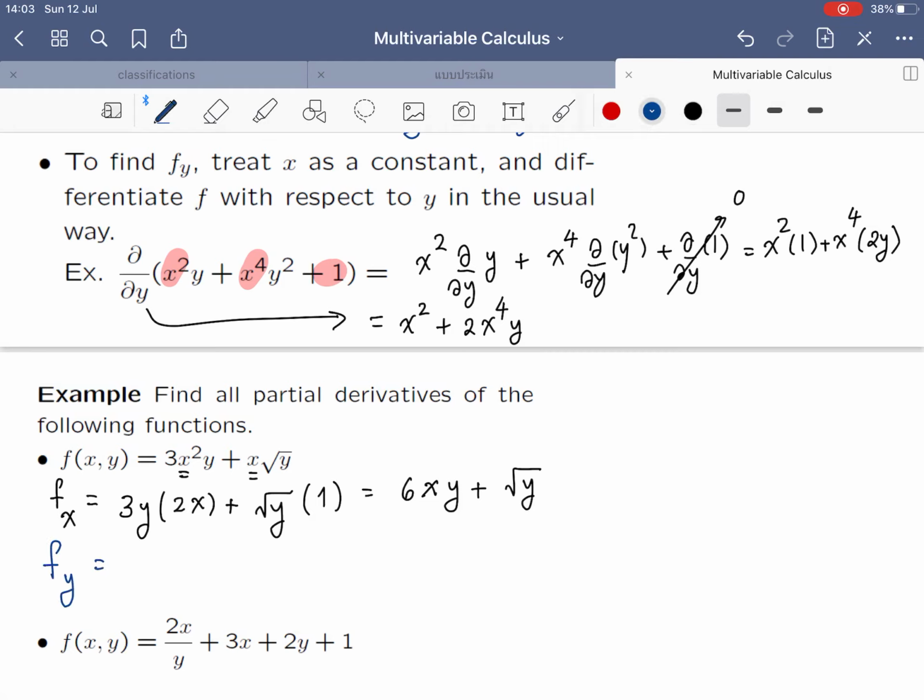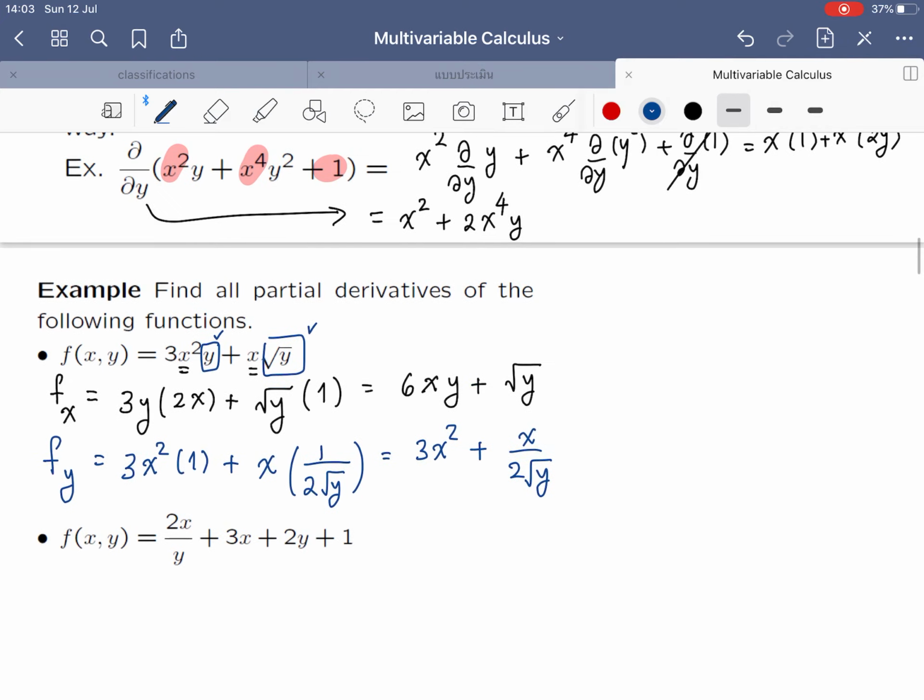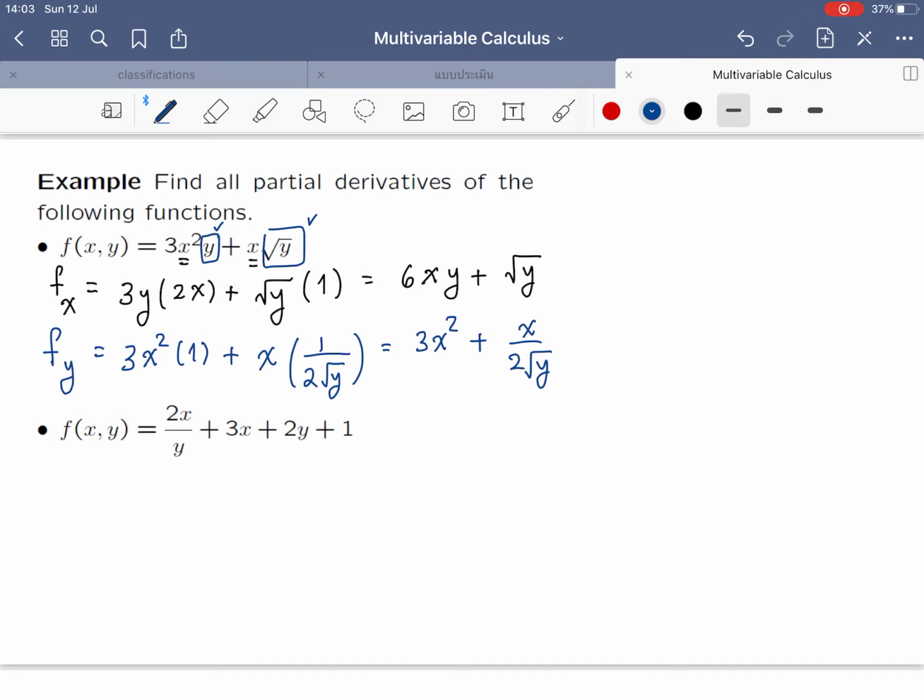What if we want to find f sub y? So for f sub y, this one is a variable. So your 3x squared is a constant, you can pull it out. The derivative goes directly to y, which is 1. x is a constant. The derivative goes directly to the square root of y, which is 1 over 2 square root of y. And you can simplify it a bit to have this expression, f sub x, f sub y. Okay. How about this one?